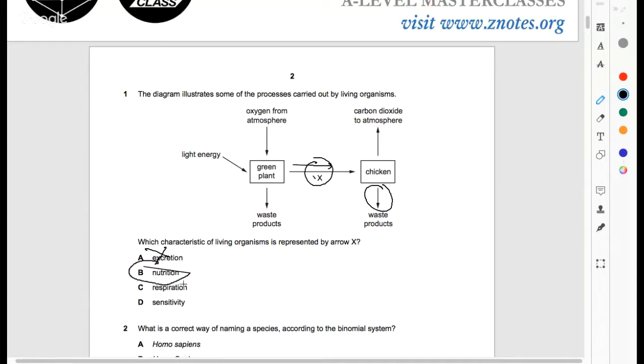Respiration. Respiration is the process of turning this green plant into energy for the chicken. So once it's been eaten by the chicken, and become part of the chicken, then turn it into energy for the chicken to use, which produces carbon dioxide, which is this arrow, so that's C. So this is C, this is A, this is B. And then sensitivity is not labeled here, but that would be like sensing the environment, that would be completely different. So B is the correct answer.